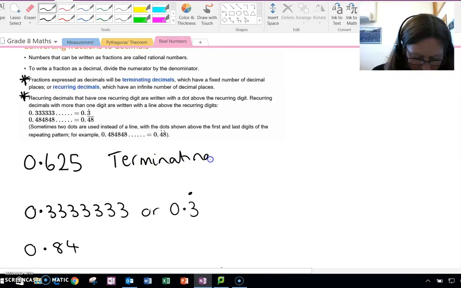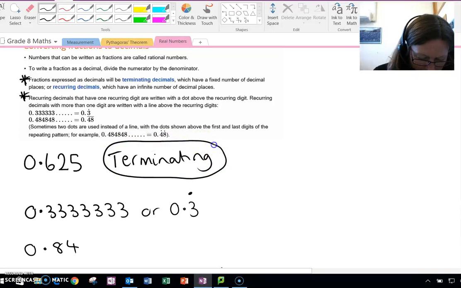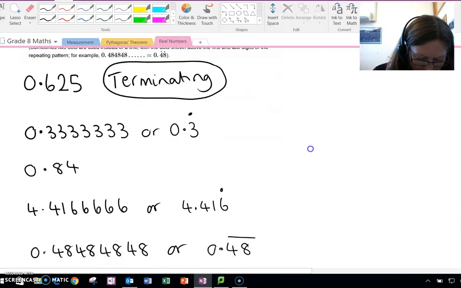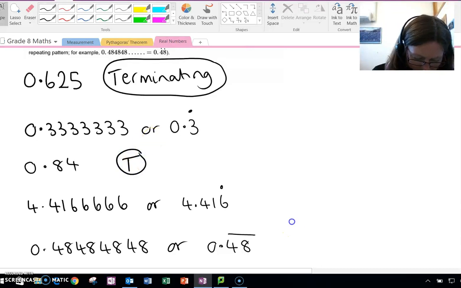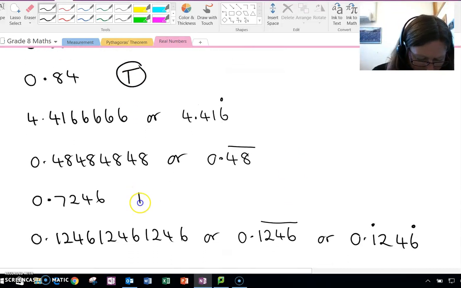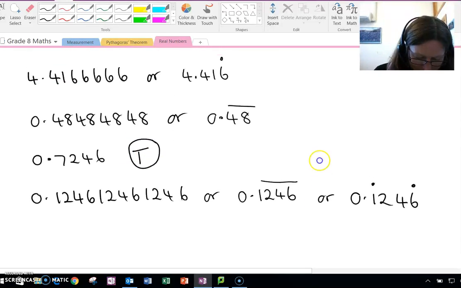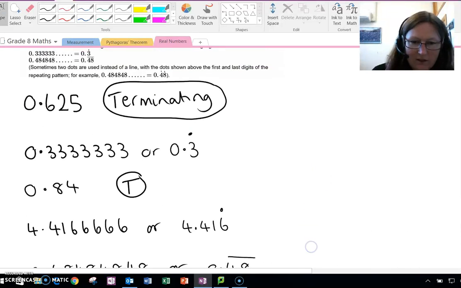From now on, I'll just write T. So terminating. This is also a terminating decimal, 0.84. It stops. 0.84. It stops. It's terminating. Going down our list, this is terminating. It stops after 0.7246. And from our list, I think there's only those three that are terminating.